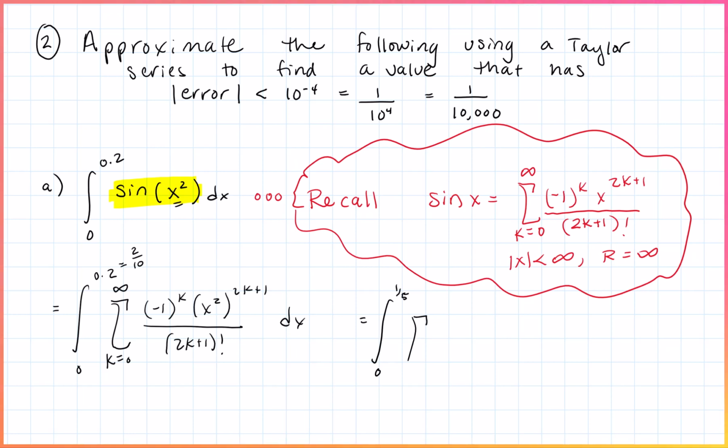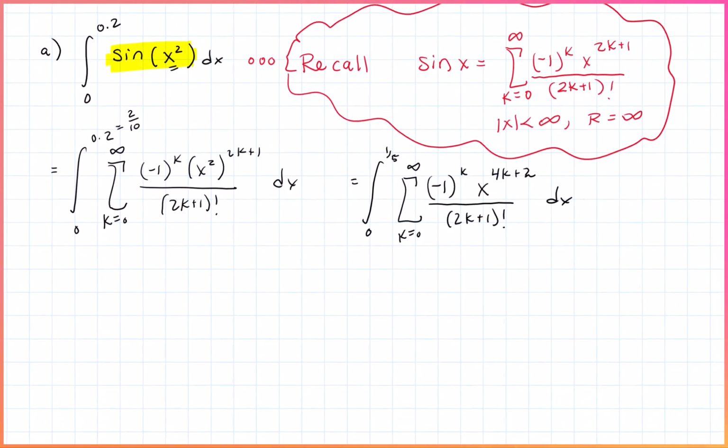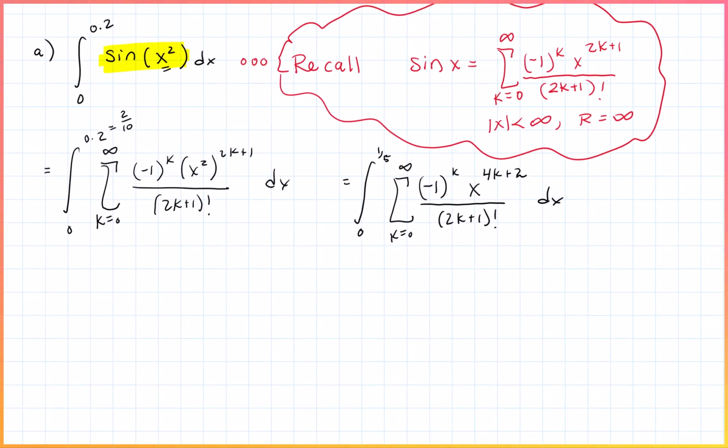Okay, this is the power series from k equals 0 to infinity of negative 1 to the k. Use my rules of exponents there, and that becomes x to the 4k plus 2 all over 2k plus 1 factorial. And we want to integrate that. Just like with derivatives, with power series, we can just integrate term by term. So this whole piece here is a constant.